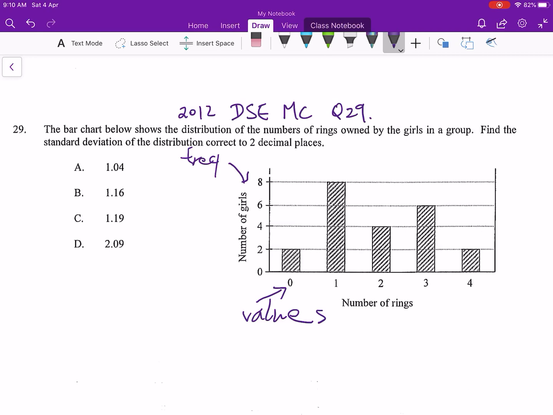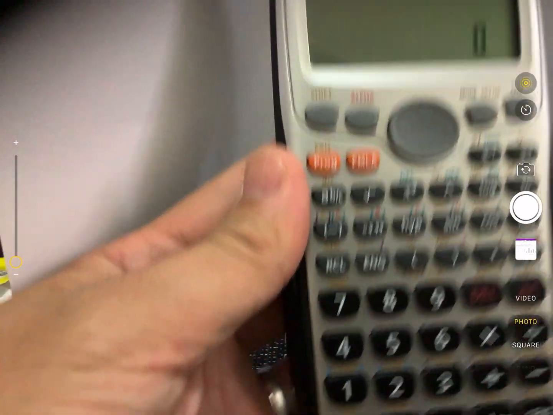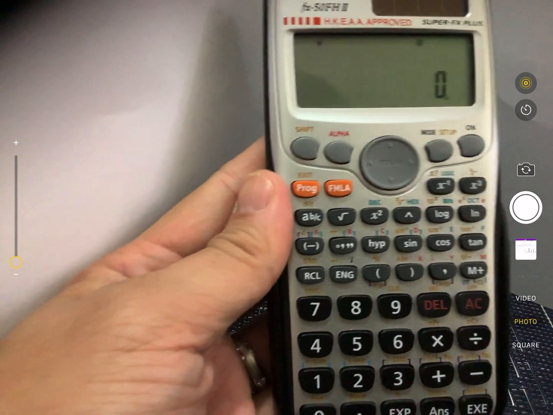I will explain standard deviation again later. Normally it is just about the dispersion of the data. In this question, the main point is that I want to teach you how to use the calculator. So let's move to another screen now. Okay, this is our calculator normally used in our DSE.